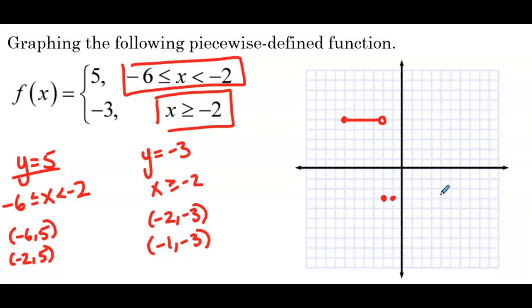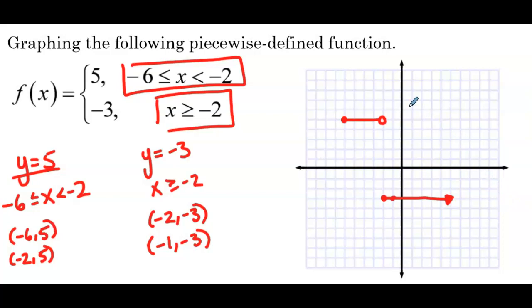And we're going to continue plotting points where y equals -3 on the domain x is greater than or equal to -2. So that means we're going to continue that out. We can stop right about there, and we'll just put an arrow to indicate that that horizontal piece of the function is going to continue infinitely.